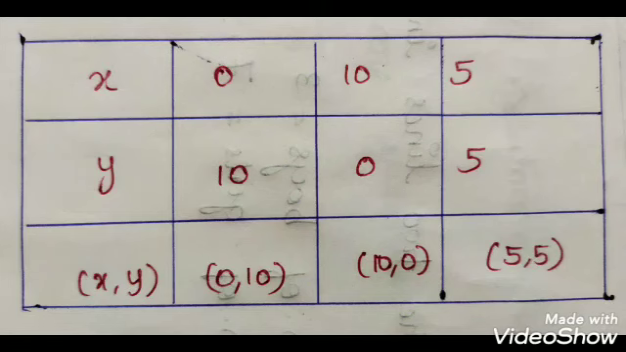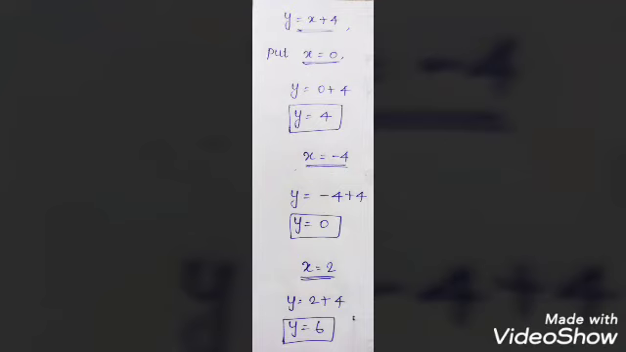Now we are tabulating x and y. 0, 10 we are getting, 10, 0, 5, 5. So what are the coordinates? 0, 10, 10, 0 and 5, 5. Is this clear? First we are taking our equation and substituting the value of x, we are getting the value of y.